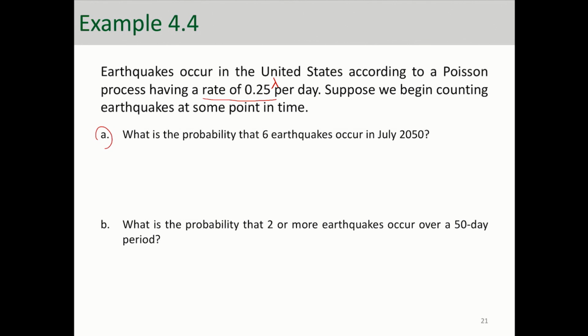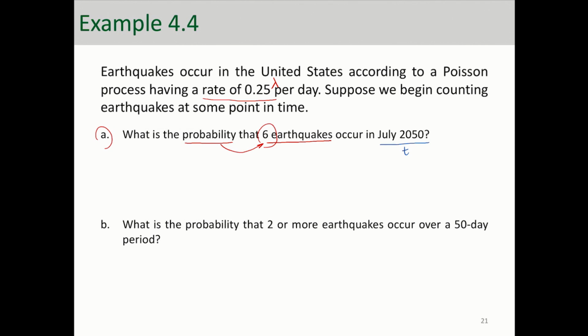The first one is the probability that 6 earthquakes occur in July 2050. So what you see here is that the probability is referring to the 6, or the number of arrivals or number of occurrences. And the time is given. So the July 2050 is your time, which is given. Probability, but it is referring to the number of arrivals. And whenever the probability is referring to the number of arrivals, that's a Poisson.